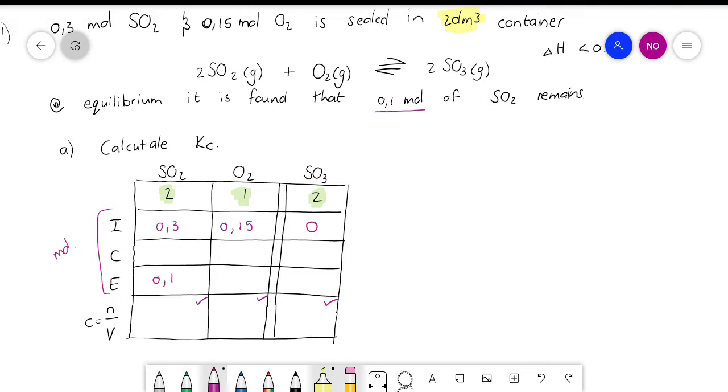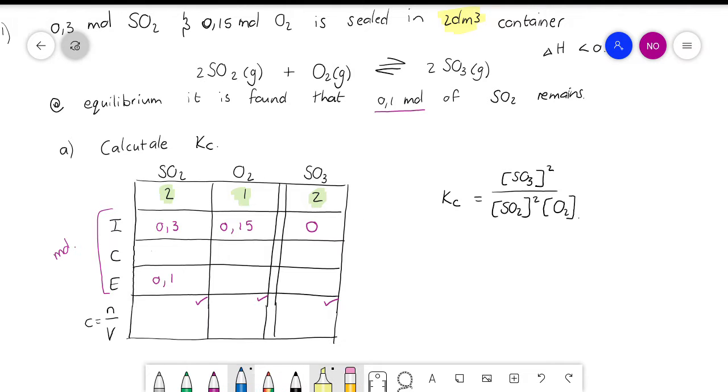Now to calculate the Kc value, we need the bottom three. Because we know that the Kc value will be the concentration of SO3 to the power of 2, divided by the concentration of SO2 to the power of 2 and the concentration of oxygen, because they're all three gases. So we need to take all three into account. Remember, only gases and anything that is in solution.